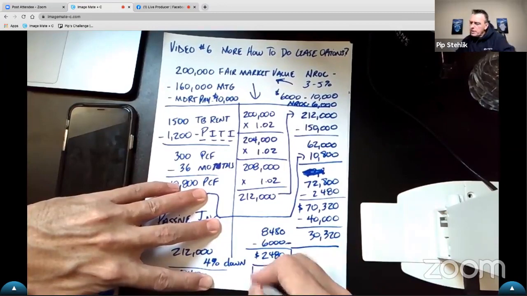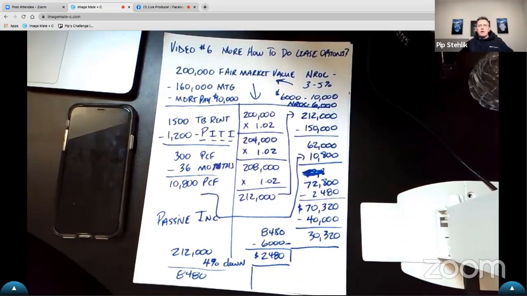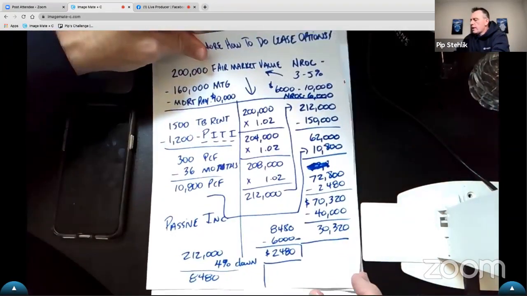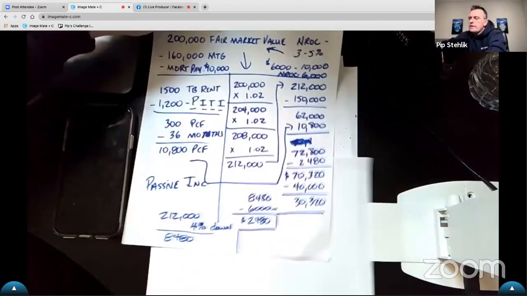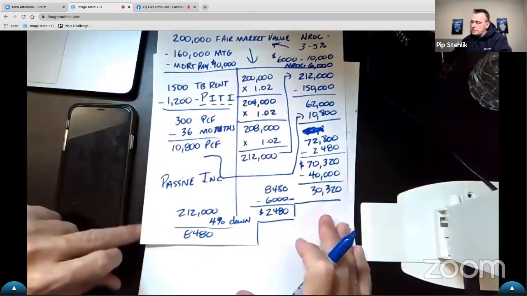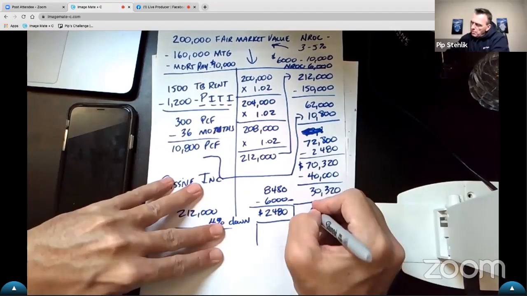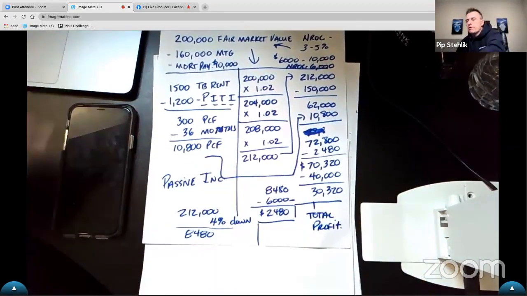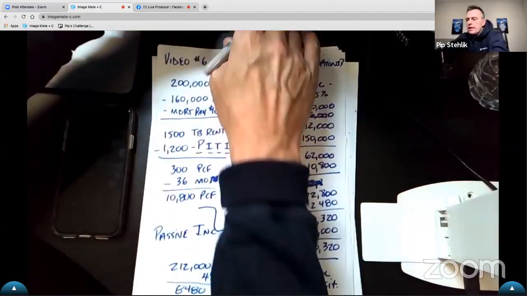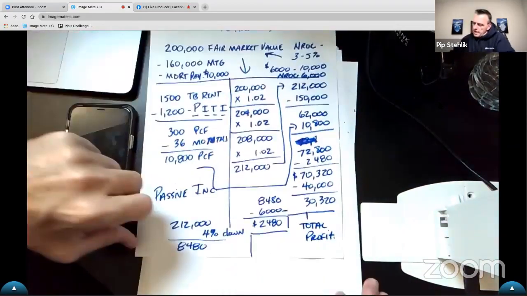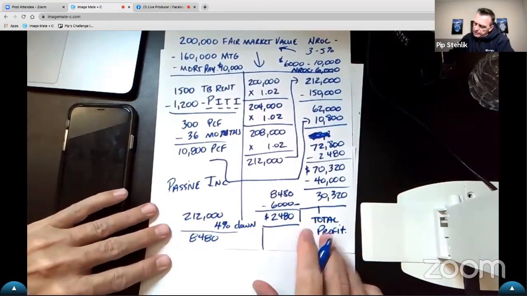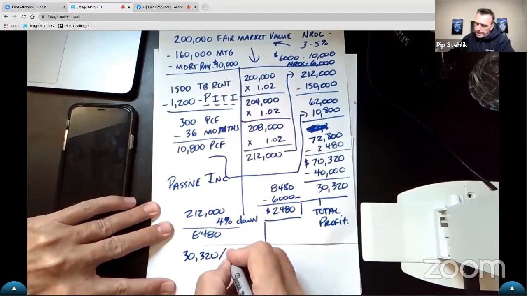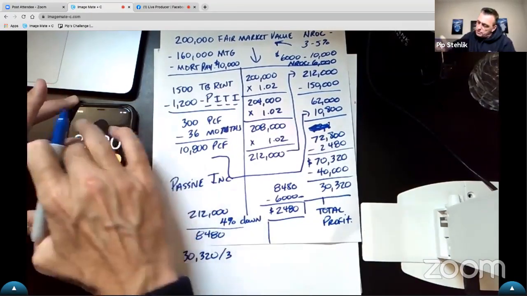That's not unusual. First time I had to do this math, I didn't understand it very well either. But if we have $30,320 in total profit, and I'm going to get another sheet to write on here because I'm really running out of room, $30,320 in profit. If that's truly our total profit, we're in this deal for 3 years. And if we're in this deal for 3 years, I'm going to divide that $30,320 by 3. Well, that's a pretty easy amount. It's 10,000 and some change.